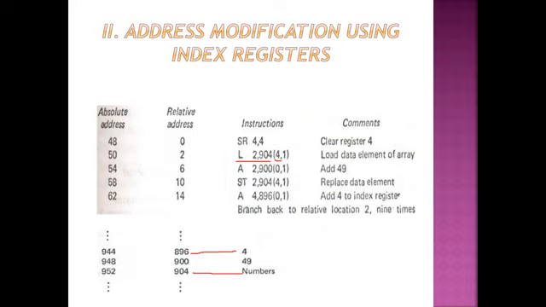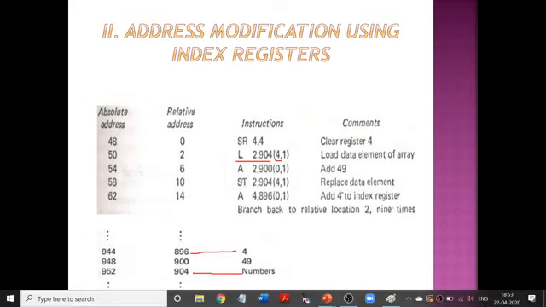Now see, the first time, register 4's value has to be 0. Let us assume that register 4's content is 0 only now. What will be my absolute address? 904 is my relative address. So how will I calculate my absolute address? 904 plus 0 plus 48, which is nothing but 952.